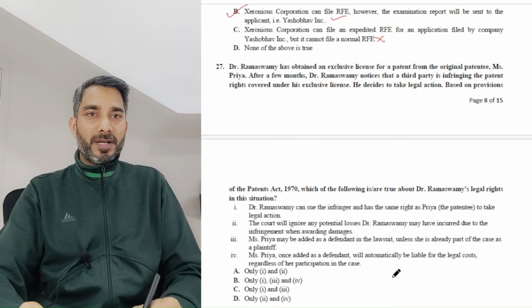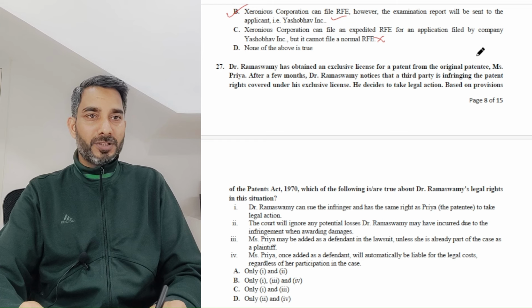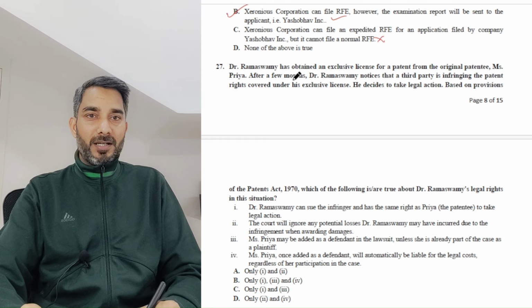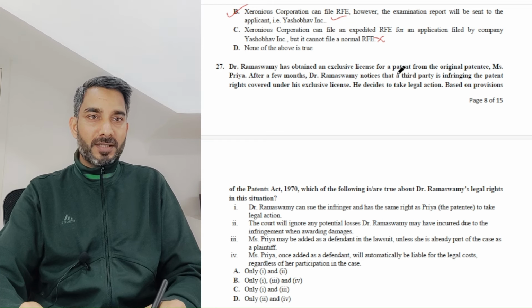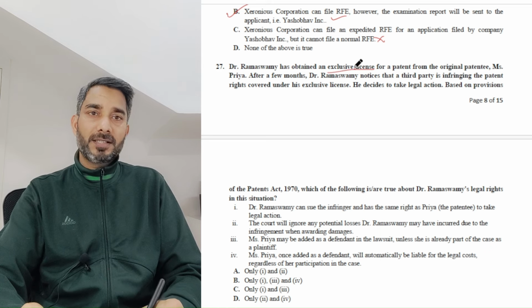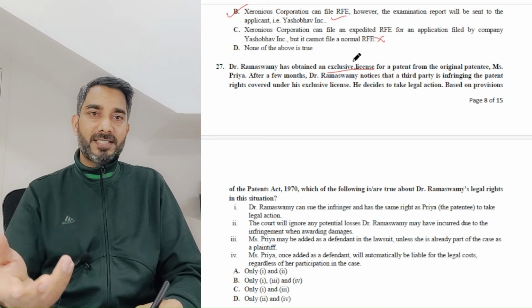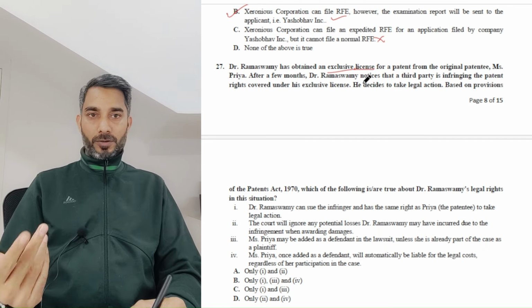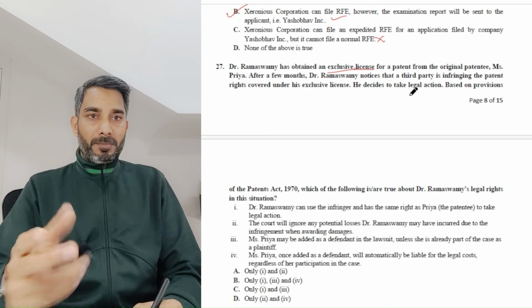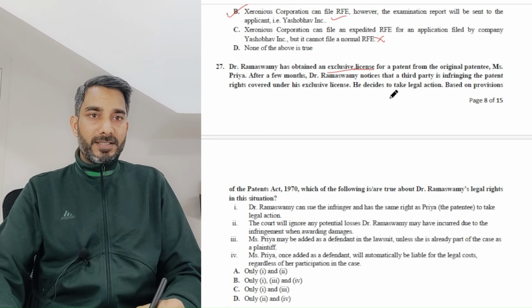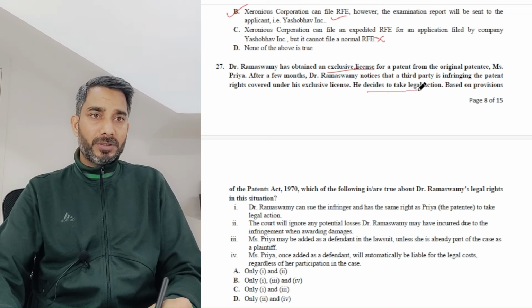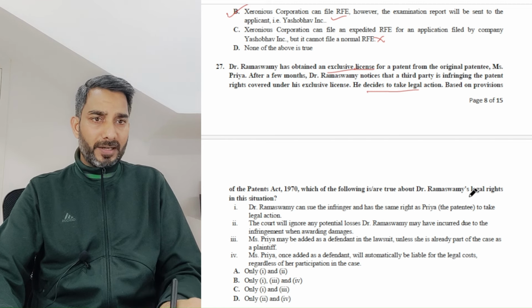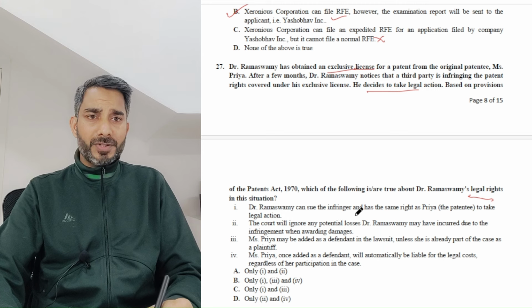Dr. Ramaswamy has obtained an exclusive license for a patent from the original patentee, Miss Priya. After a few months, Dr. Ramaswamy notices that a third party is infringing the patent right. Okay, so this is an exclusive licensee. An exclusive licensee has the like privileges of a patentee. Perfect. He decides to take legal action. He can, of course. Based on the provisions of the Patents Act, which of the following is true about legal rights? Can sue the infringer and thus has the same right as Priya to take legal action.